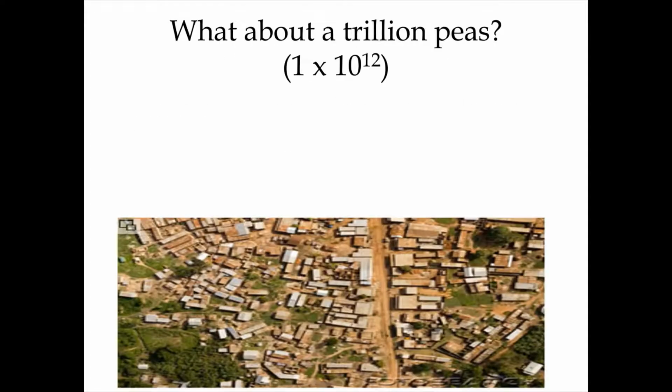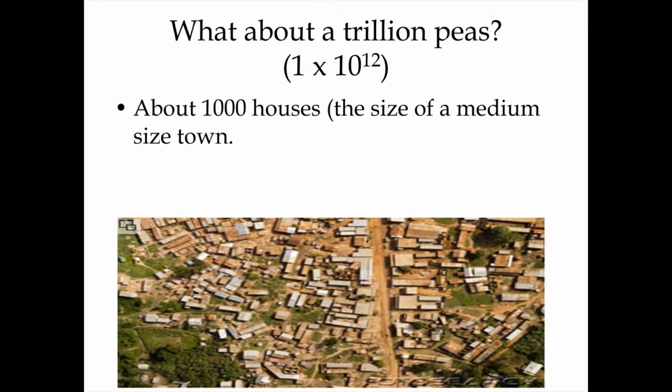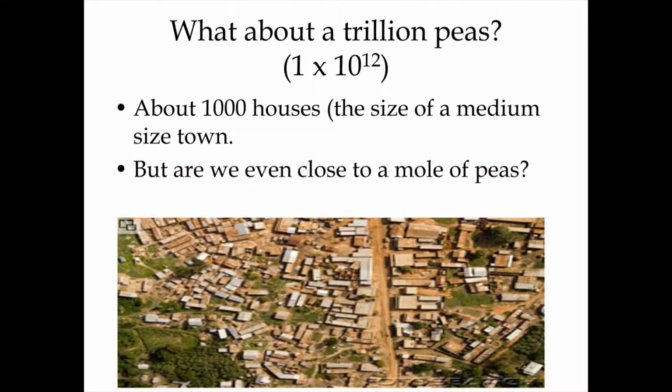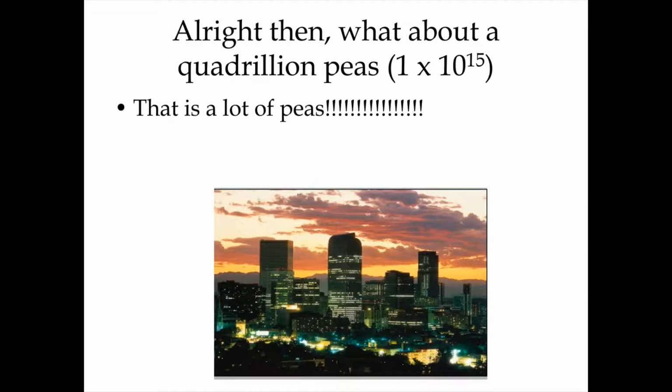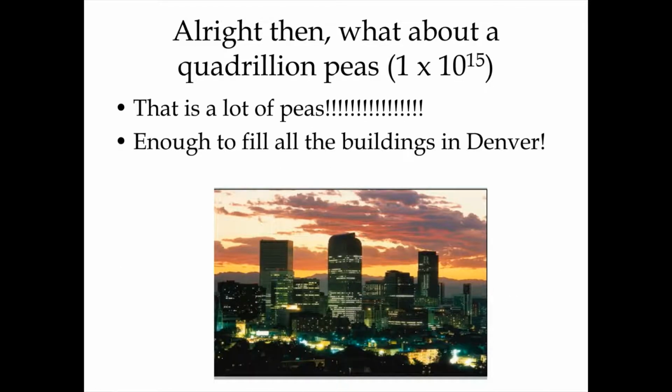What about 1 trillion? 12 zeros, that's about 1,000 houses, or the size of a medium-sized town. But are we close to 1 mole of peas? Not even close. Okay, what about 1 quadrillion, which is a 1 with 15 zeros? That's a lot of peas. That's enough to fill all of the buildings in Denver with peas.